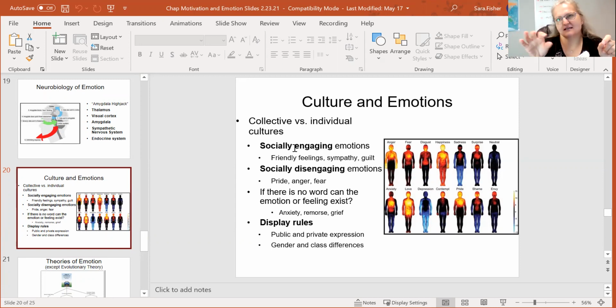Another thing to consider is the relationship between our language and our emotional experience. This is a concept that comes out of sociology too, but the question is, can I experience an emotion that I don't have a word for? I'm just going to leave that question with you.